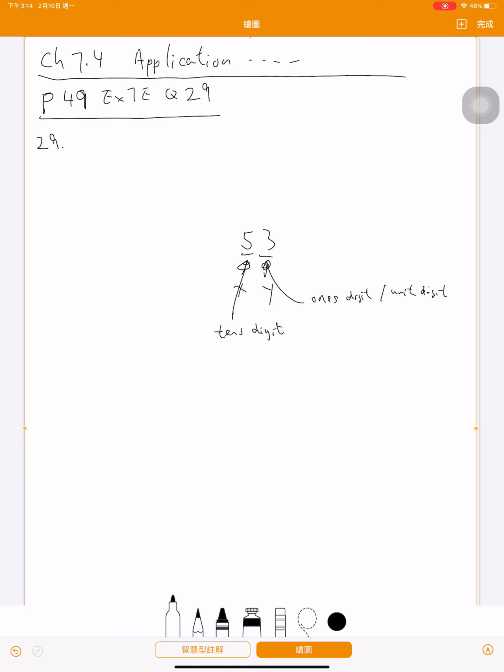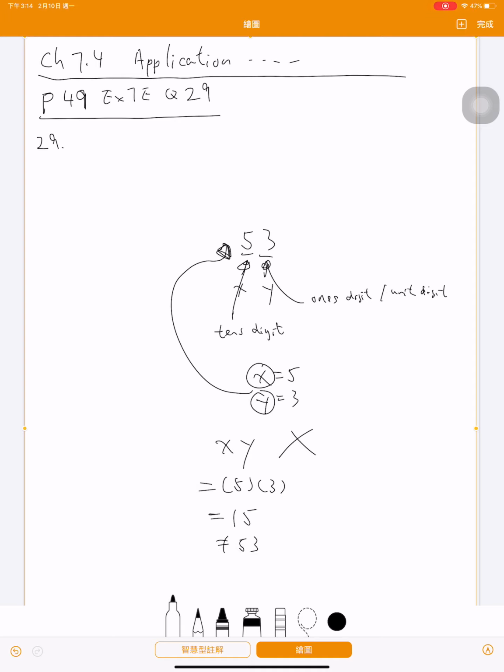But I want to tell you that, for example, x this time is 5, y is equal to 3, right? How can we use x and y to talk about the original two-digit integer? Usually many of you may write down xy, but it's not correct, because xy means multiplication. That means 5 times 3, which is 15, not equal to 53, right? So how can we use x and y to talk about the 53?